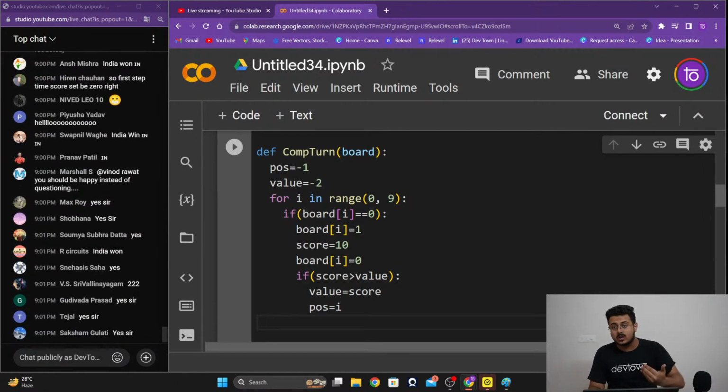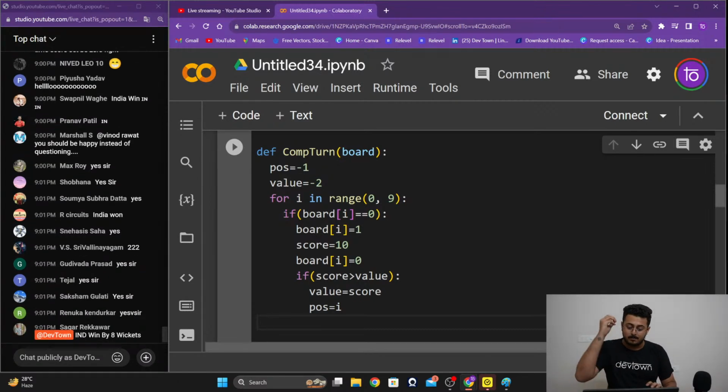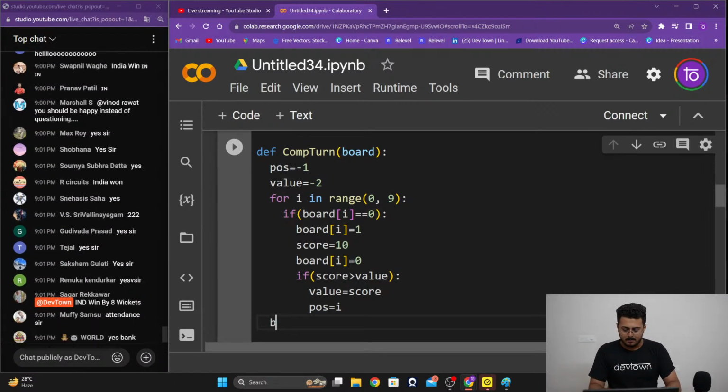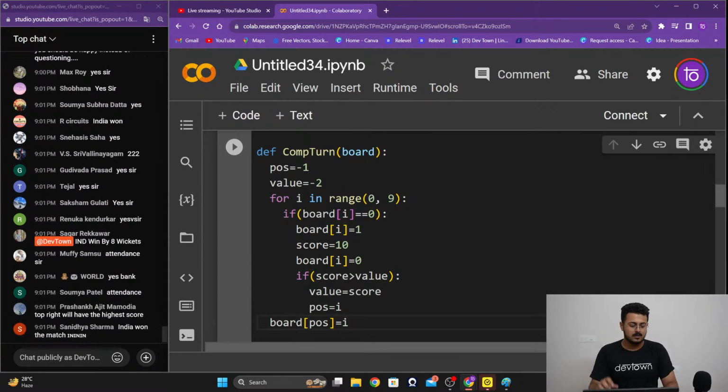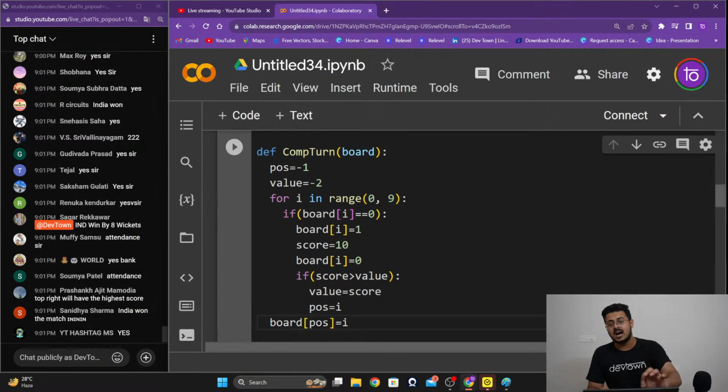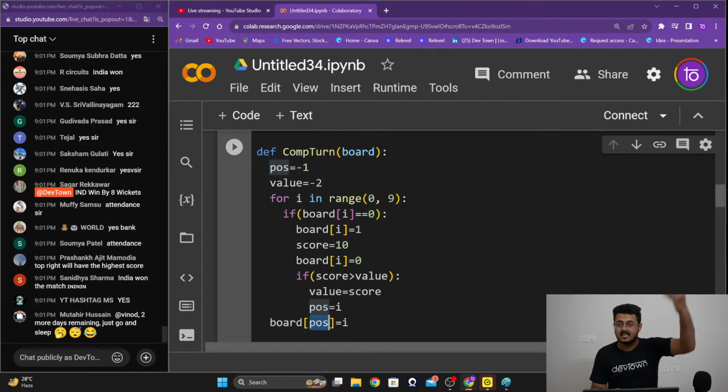We come out of the for loop, and then we finalize that, okay, at this particular position, this is the best position forward. board[pos] is equal to X. This is where we put our X at. Because we know, via this for loop, that this particular position will give us the best possible result.